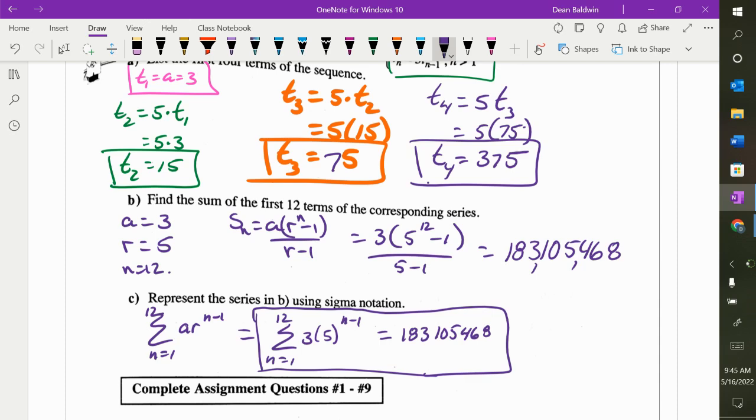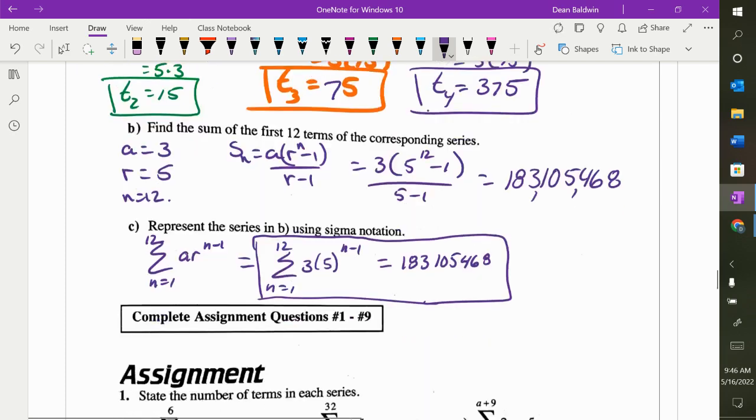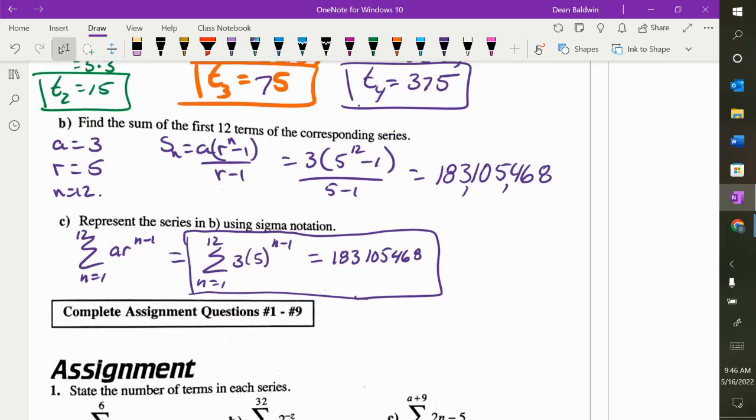Does that make sense? All right. Number of terms is top minus bottom plus 1. If you want to find out your A and your R value, you just plug in n is equal to 1, n is equal to 2, n is equal to 3. You'll see the pattern develop because we're only dealing with geometric series here. That's it.